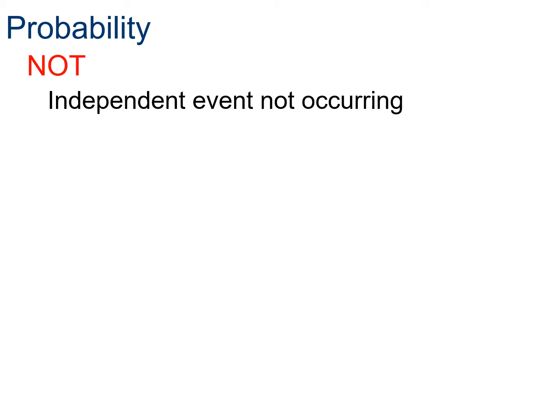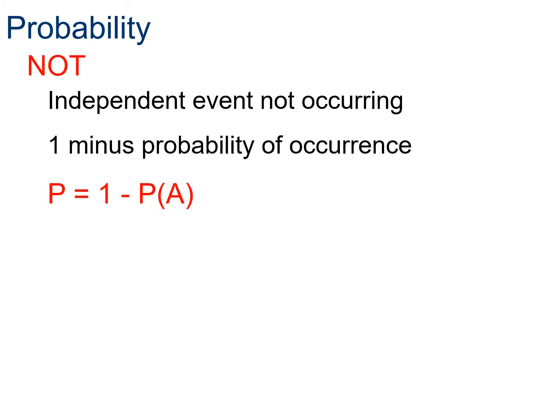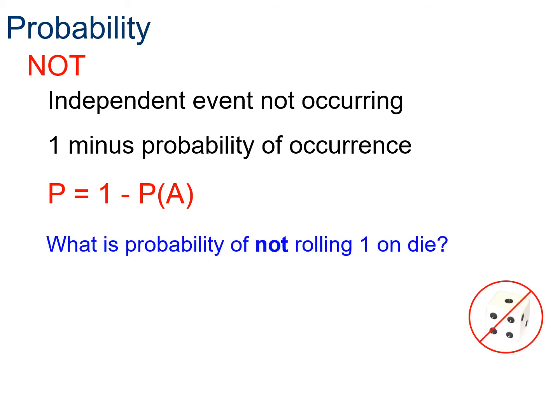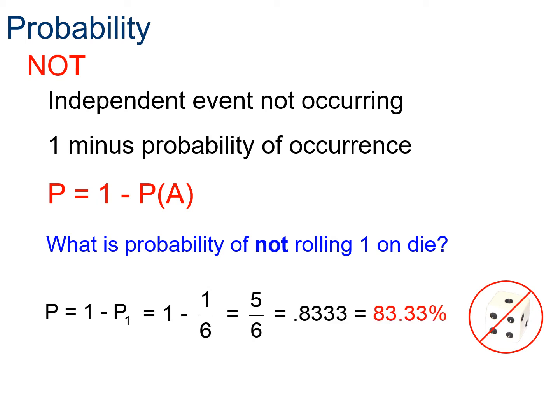Okay, and "not" is the independent event not occurring. So that would be 1 minus the probability of whatever it is. So the probability of rolling a 1 we said is 1/6. So the probability of not rolling a 1 is 1 minus 1/6, which is 5/6, which is 83.33%. Again, you're allowed to plug these into a calculator.